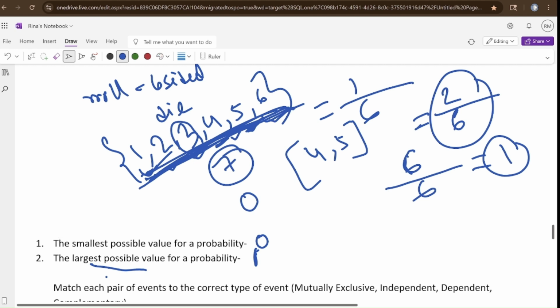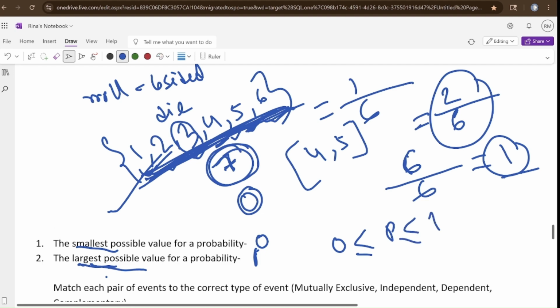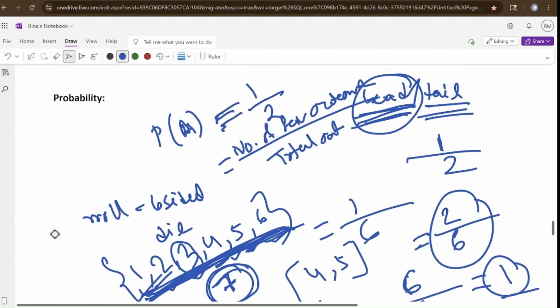To calculate the smallest, you will consider any value that is not here, so that is 0. For the largest, let's say you consider all the values that are present in your favorable outcome, then it will be 1. So your probability will always be between 0 and 1. The smallest is 0, the largest is 1, and all others are something like 0.5, 0.3, and so on.